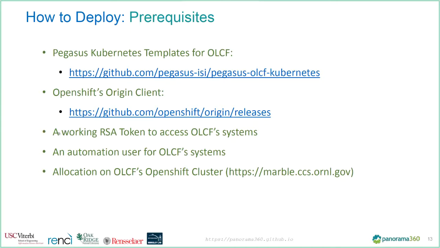Additionally, you need a working RSA token to access the OLCF systems. And of course, you need to have an automation user. And finally, you need to have an allocation on the OpenShift cluster. So quick note here. At OLCF, they have two clusters. One is Marble, and the other one is called Onyx. The one we are interested in is Marble because it's the one that has access to the batch schedulers and Summit. So this is the one we're using.